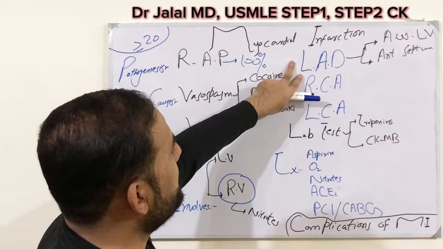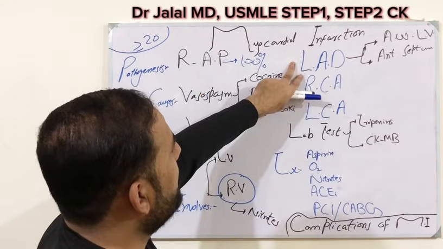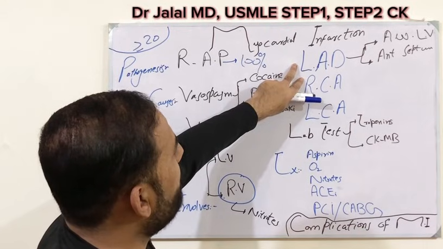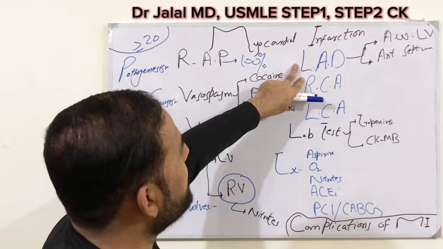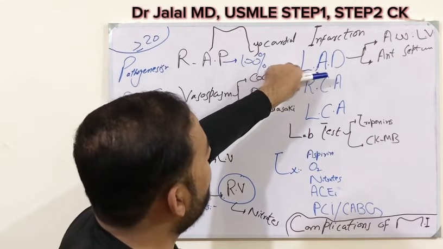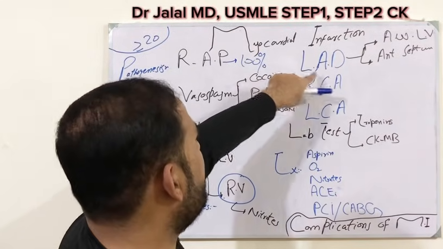Remember that on ECG, you will be having ischemic changes in V1 to V4. And we should be talking about the mechanism behind V1 to V4 being involved in the left anterior descending artery.